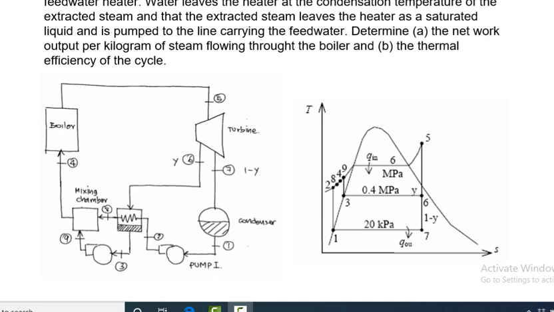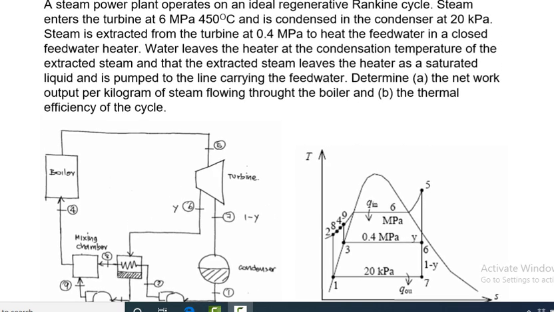Okay. Then first of all, draw the T-S diagram. From the T-S diagram, you have to locate the points down the saturation curve. You have to locate the points 1, 2, 8, 4, and 3 to 5, 5 to 6, 6 to 7, 7 to 1. And there are different sections. This is the boiler section, this is the condenser section, and this is the regenerative section, the feed water heater section.